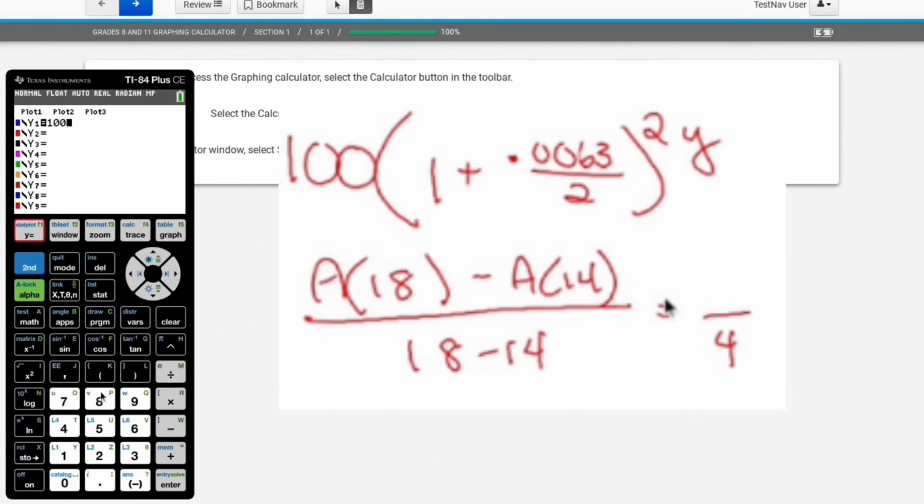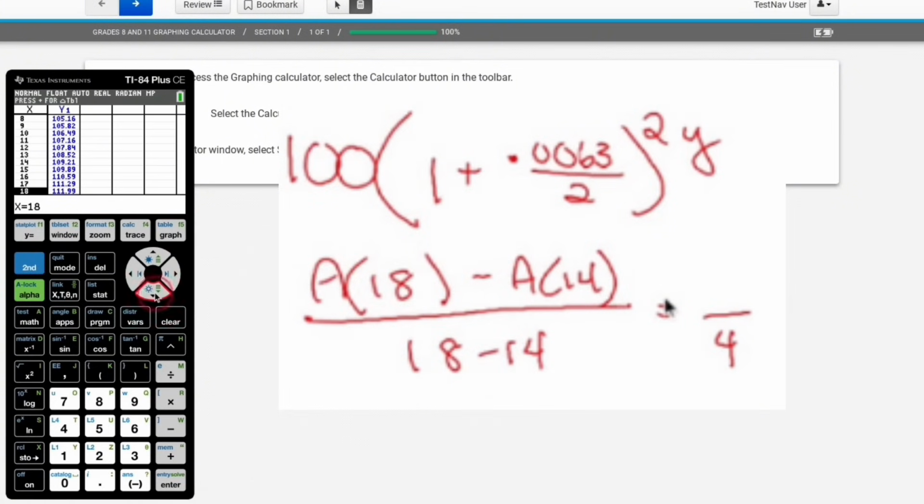100 parentheses 1 plus parentheses 0.0063 divided by 2, close it, okay, to the 2, I know it says y in the problem, but it's to the 2x. Okay, so just making sure everything looks good. The graph won't help us. What I need to do is find out what a of 18 is and a of 14 is. So let's go to my table.